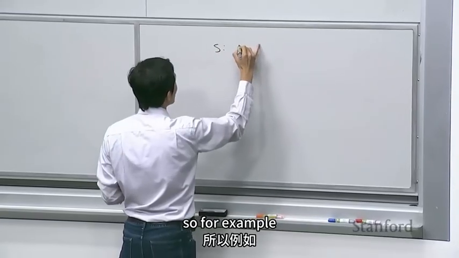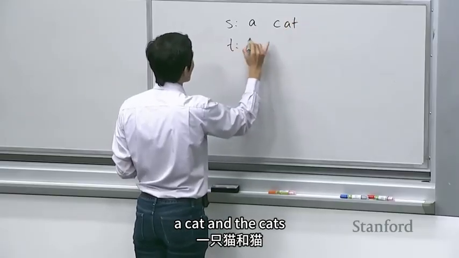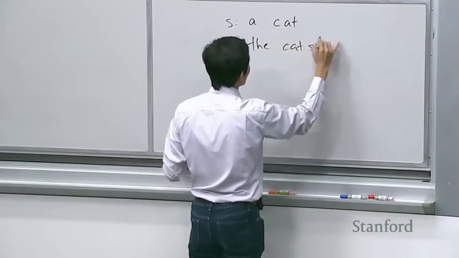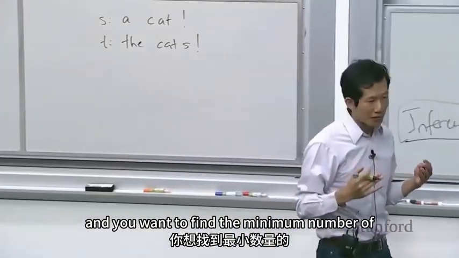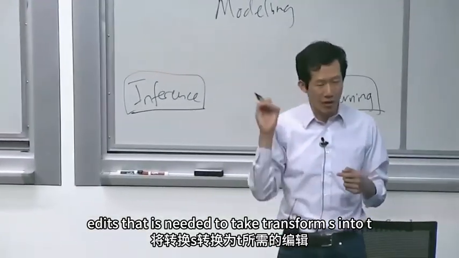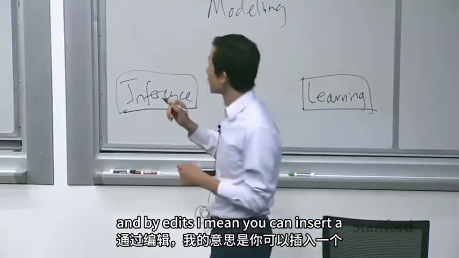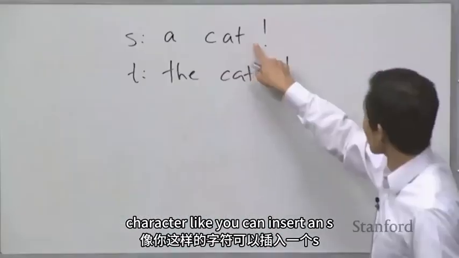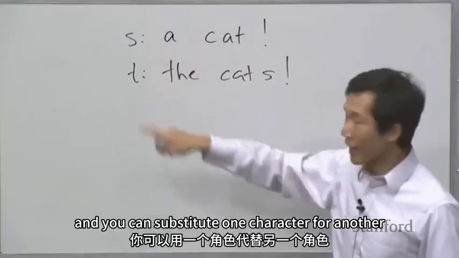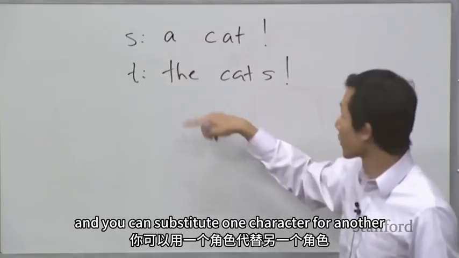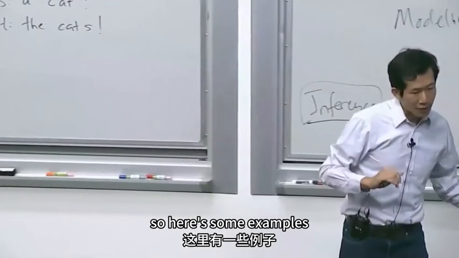So for example, a cat and the cats. Okay, so these are two strings. And you want to find the minimum number of edits that is needed to transform S into T. And by edits, I mean you can insert a character, like you can insert an S. You can delete characters, like you can delete this A. And you can substitute one character for another, so you can replace this A with a T. Okay? So here's some examples.